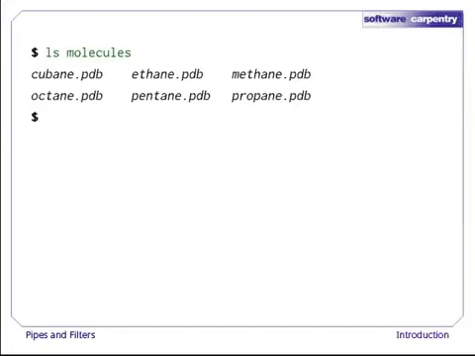We'll start with a directory called molecules that contains 6 files describing some simple organic molecules. The .pdb extension indicates that these files are in protein databank format, a simple text format that specifies the type and position of each atom in the molecule. Let's go into that directory with cd and run the command wc *.pdb.